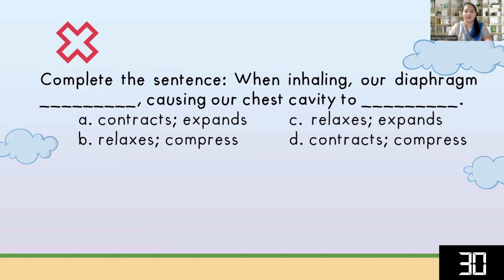Question number 21. Complete the sentence. When inhaling, our diaphragm blank, causing our chest cavity to blank. Is it A, contracts, expands, B, relaxes, compress, C, relaxes, expands, or D, contracts, compress? Please key in your answer in the comment section.